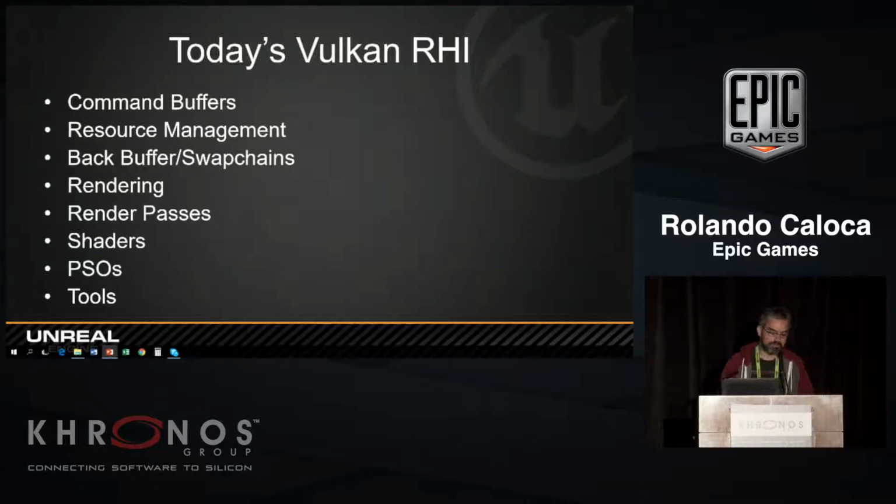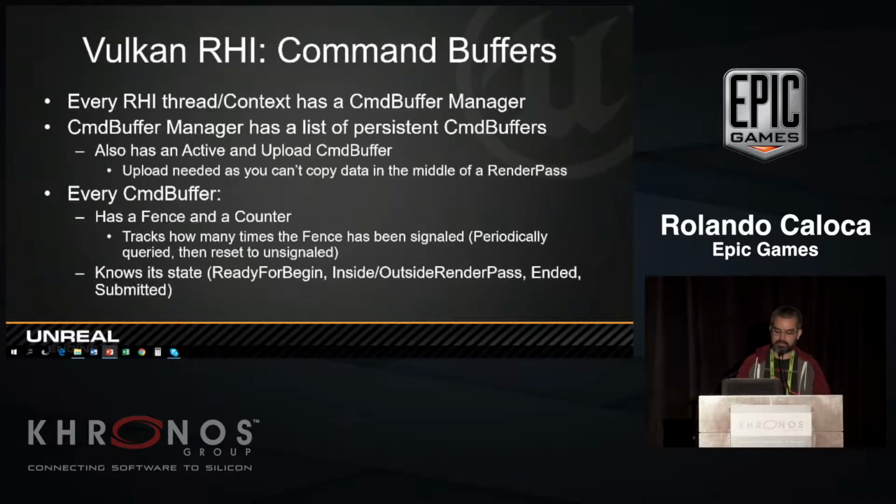So I'm going to talk a little bit in detail on these things that might be interesting for you if you're doing your port or your Vulkan application. Starting with the command buffers, every RHI thread has a context, and that one owns a command buffer manager. Every command buffer manager has a list of persistent command buffers, persistent meaning we don't delete them over the frame, we just reuse them in a pool. Every command buffer manager has an active and an upload command buffer. It has to have two because you can't upload memory in the middle of a render pass. So you have the active one, and you do your uploads in the upload command buffer, and then synchronize which one gets executed first.